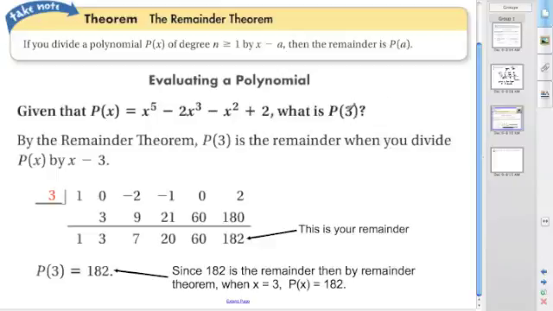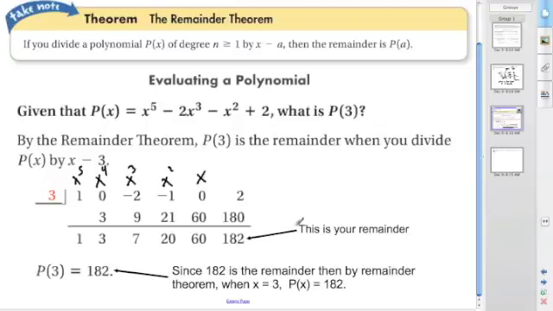So p of 3, that means you do synthetic division with the coefficients. So you have 3, you have 1, you have 0, again because this is the x to the 4th, and this is the x term. Remember, you have to have 5, 4, 3, 2, 1. So here's the x to the 5th coefficient, x to the 4th coefficient, x to the 3rd coefficient. There's your x squared coefficient, and then there's your constant 2.